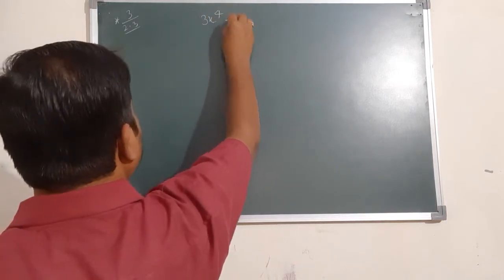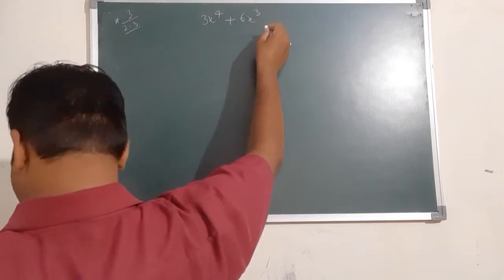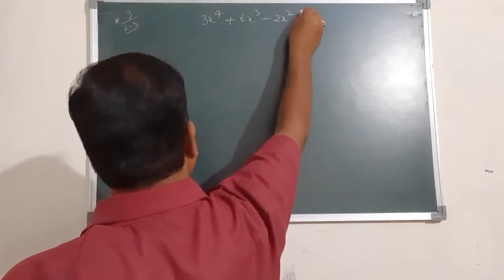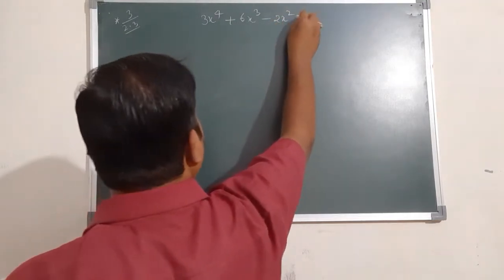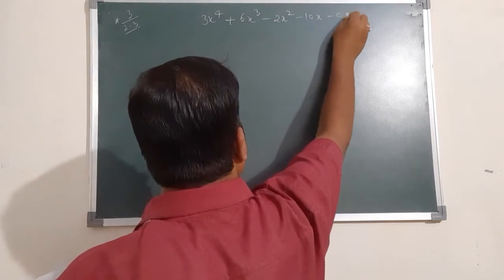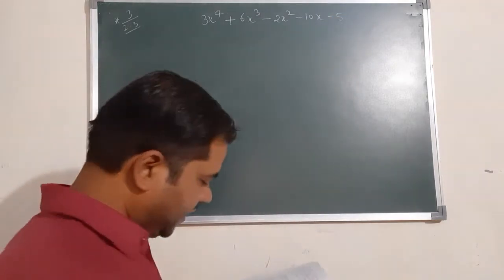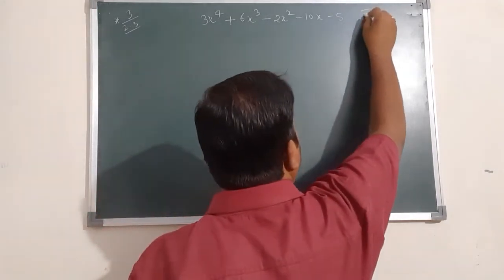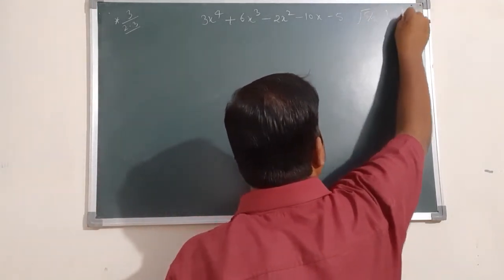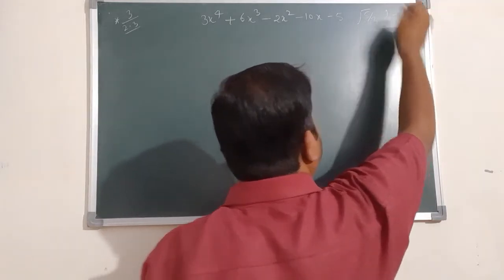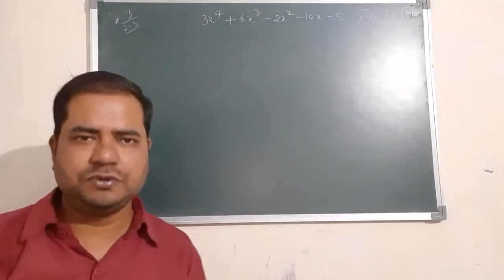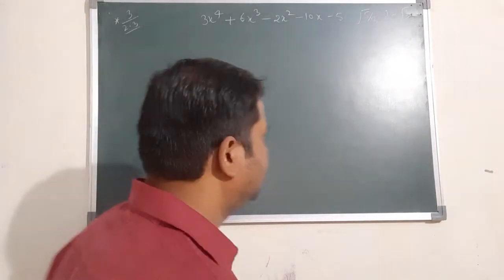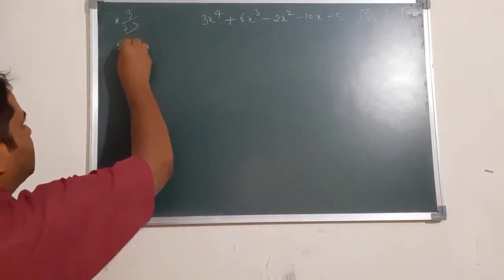plus 6x cube minus 2x square minus 10x minus 5, if two of its zeros are root 5 by 3 and minus root 5 by 3. So same method, the solution uses the same method.